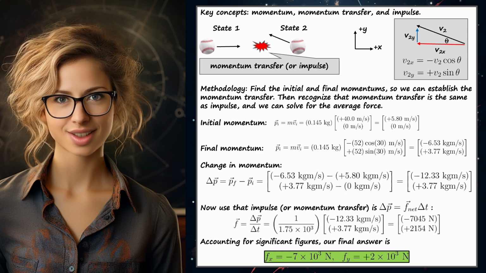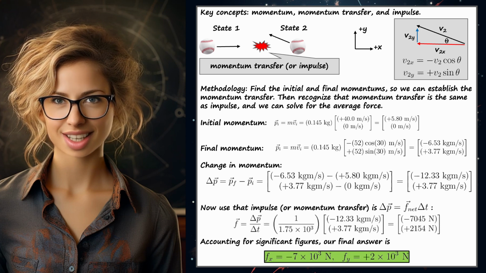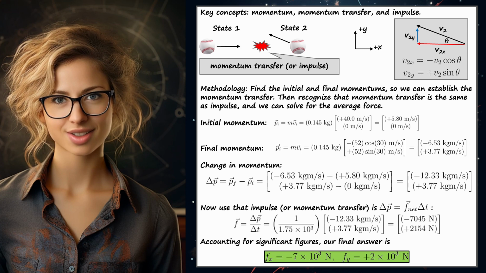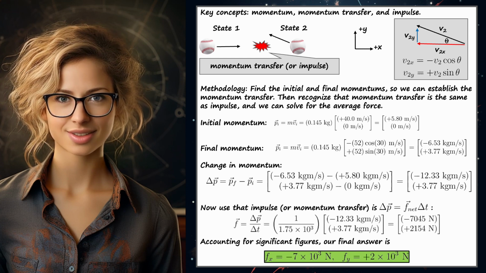With the information given, we have the baseball moving to the right, with an initial state of motion, say state 1, then engaging in an interaction where momentum is transferred to the baseball, and finally motion in a final state, say state 2.